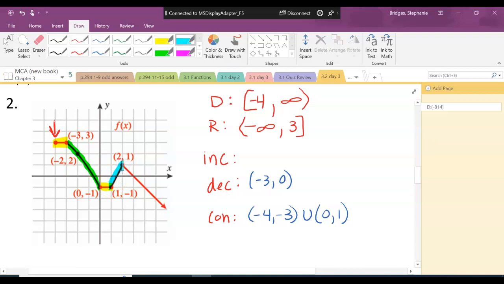Which is that one going to be? Increasing, decreasing, or constant? Increasing. So from 1 to 2, you said? Okay. And then the last one is constantly what? Decreasing. So it starts decreasing at 2 and it goes forever, which takes me to infinity.